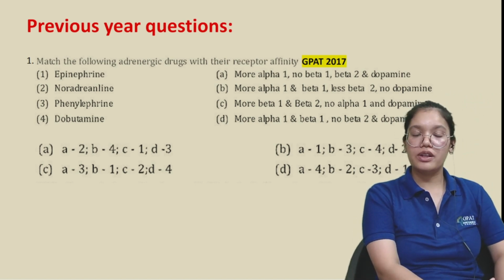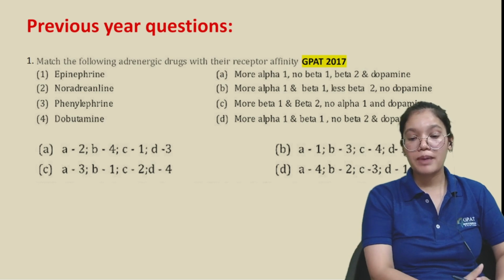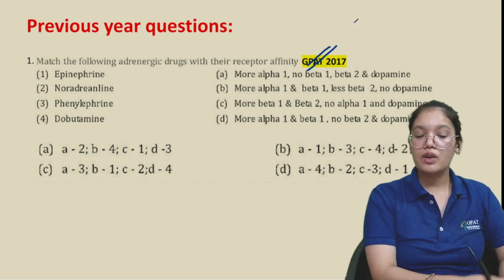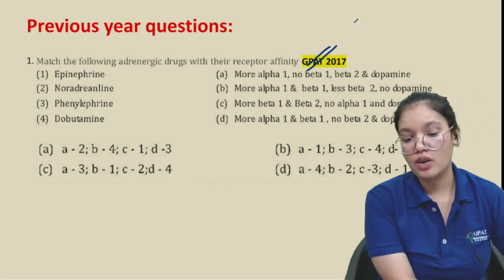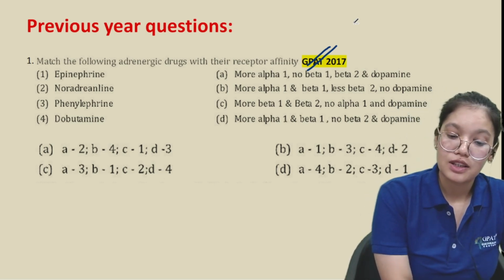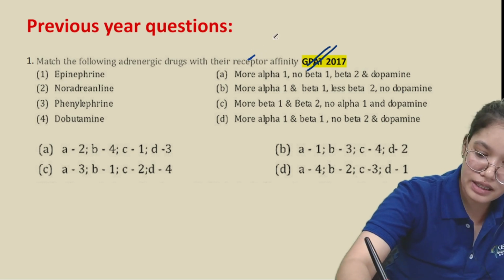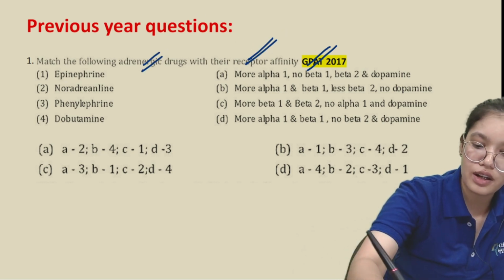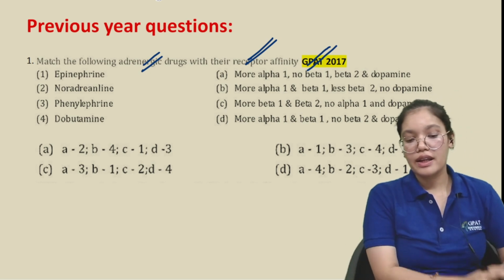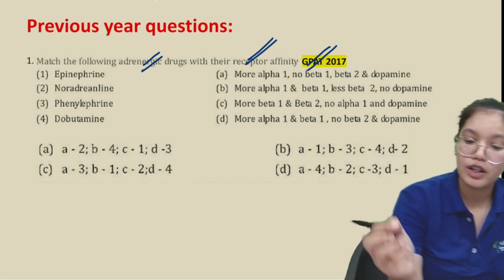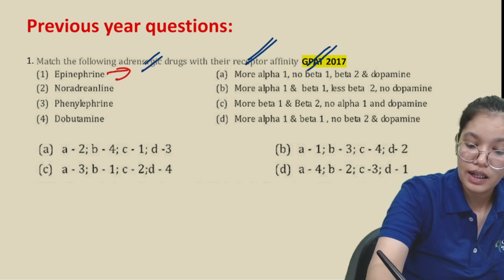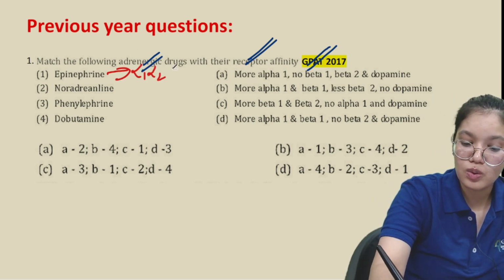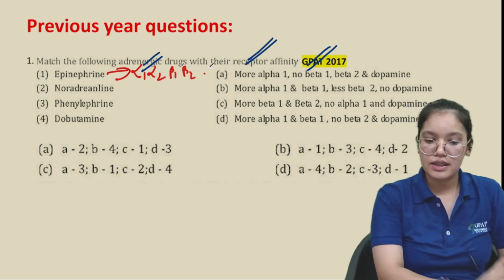Now we will discuss the previous year questions that were in GPAT. So first is from the GPAT 2027. First question: match the following adrenergic drugs with their receptor affinity. So they are asking the receptor affinity for the drugs. First, epinephrine. Epinephrine, I told you, has an affinity for alpha 1, alpha 2, beta 1 and beta 2 receptors. We already discussed that.